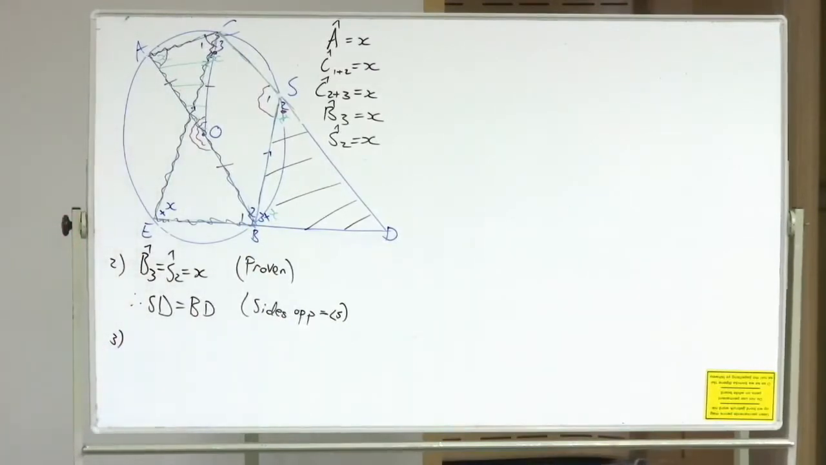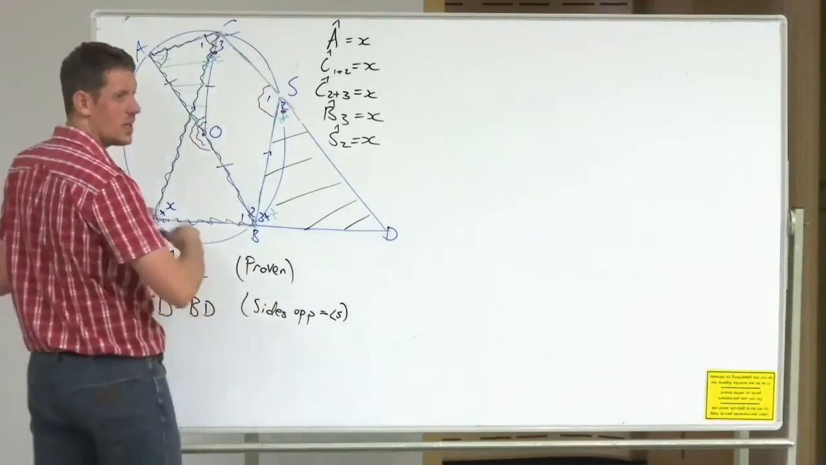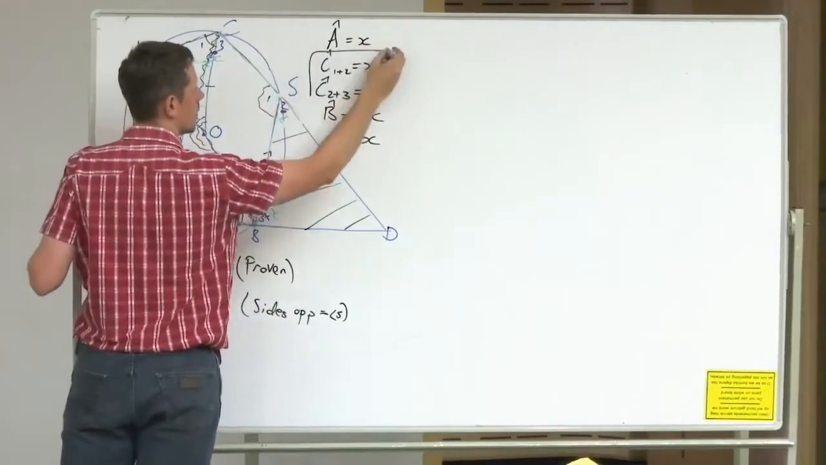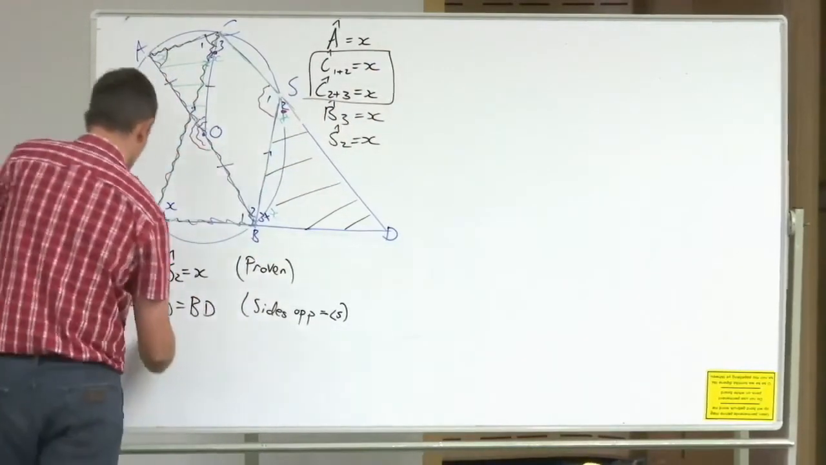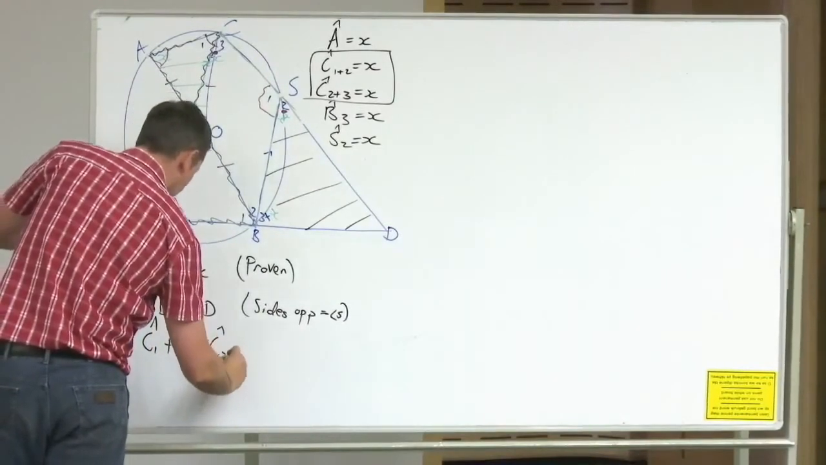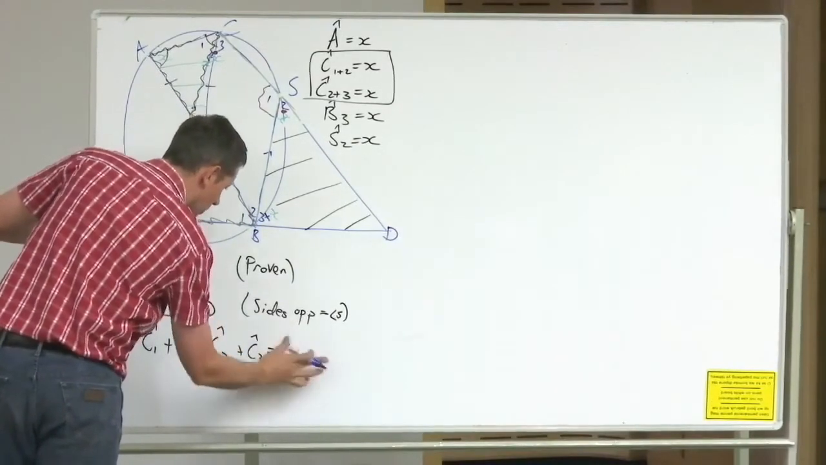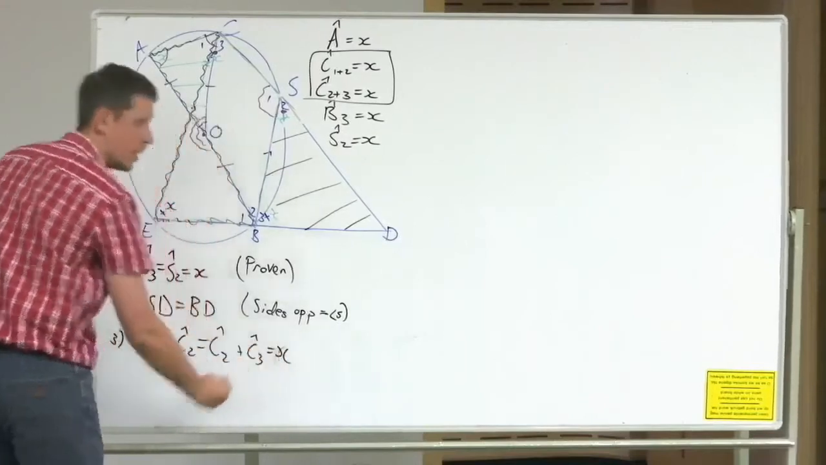Number 3. Show that C1 is equal to C3. Guys, please don't see this as a completely new sum. Don't see this as being, but sir, I don't have enough info. Guys, you do have enough info. Look what you have. Angle C1 plus angle C2 is equal to angle C2 plus angle C3 because they are all equal to x.